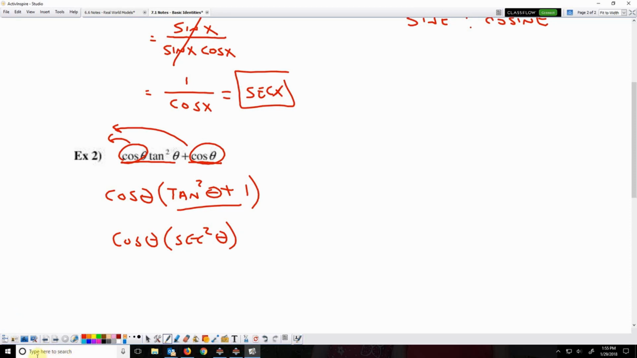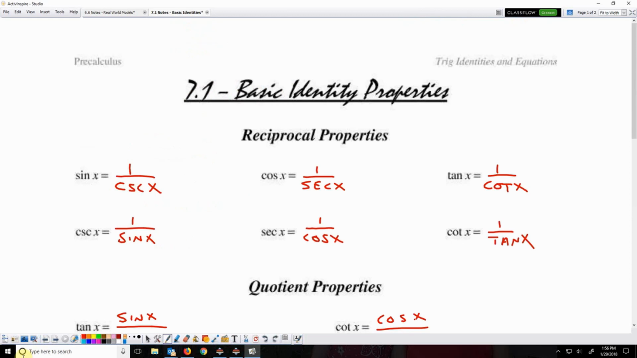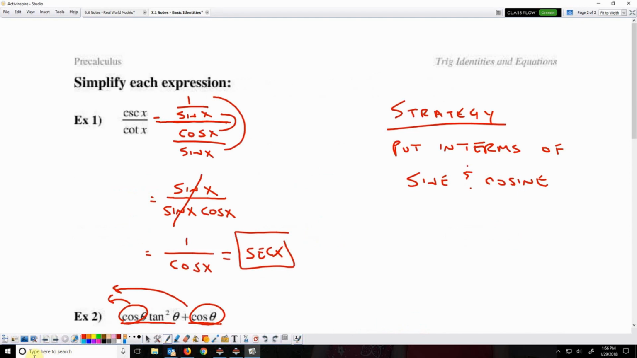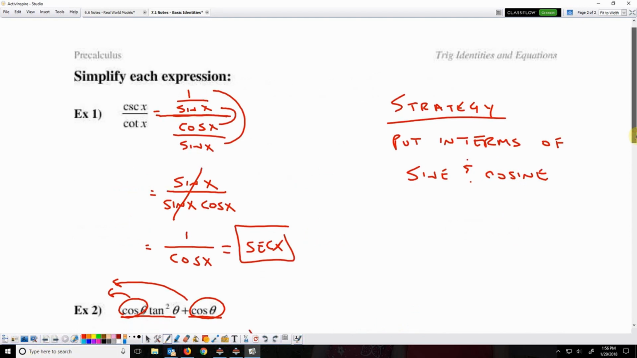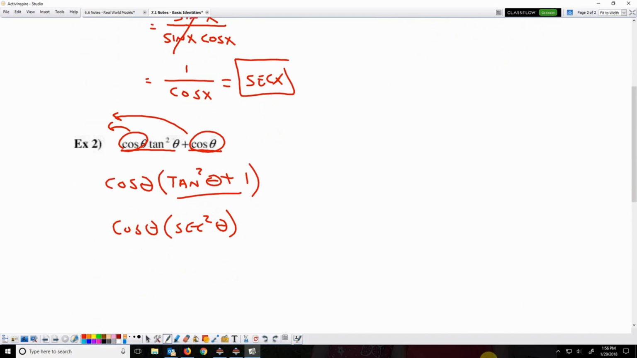Okay, now back to those properties. I want to put secant in terms of sine or cosine. This one's already cosine, so I'm good there, but I need to turn this into terms of sine or cosine. So secant is 1 over cosine. So secant squared is 1 over cosine squared. So cosine theta times 1 over cosine squared theta.